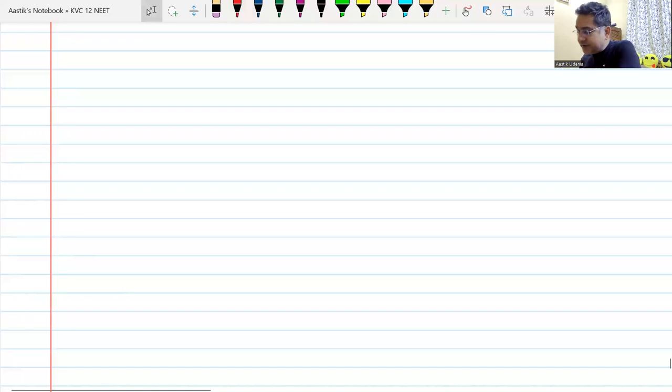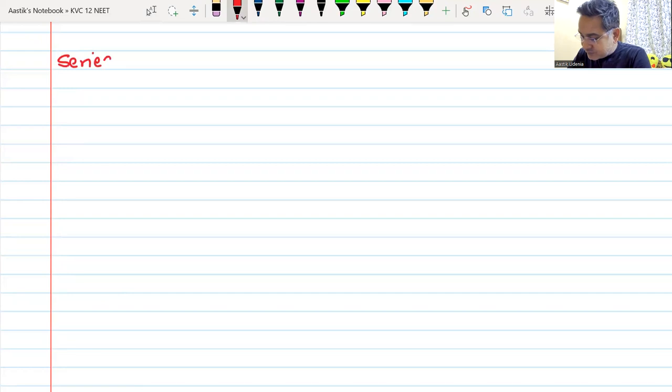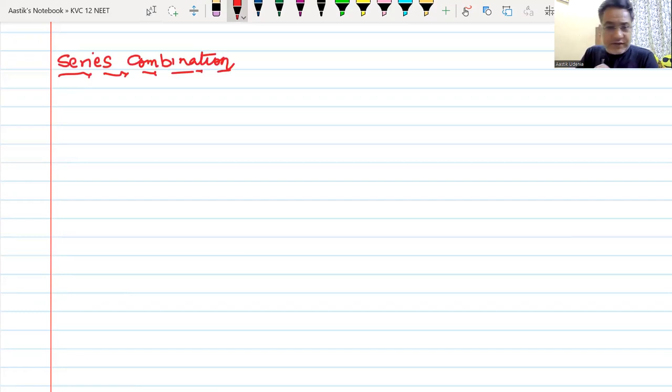So we will start with the first type of combination, and that is known as the series combination. Series combination of capacitors. Now, what happens in this series combination? What happens in this series combination of capacitance? How are capacitances connected? They are connected in series. What do you mean by capacitance connected in series, in a line?